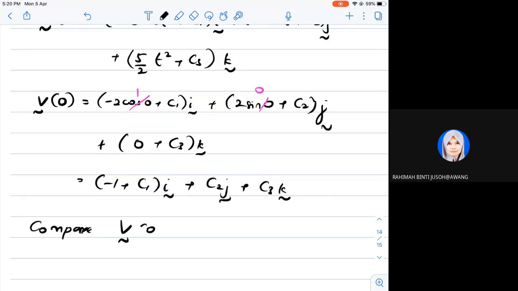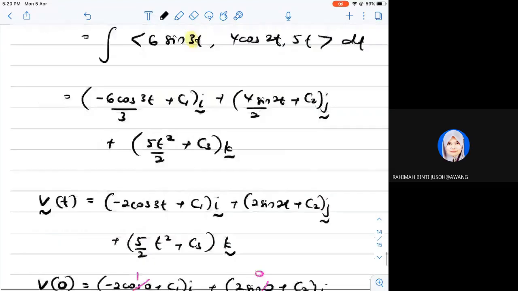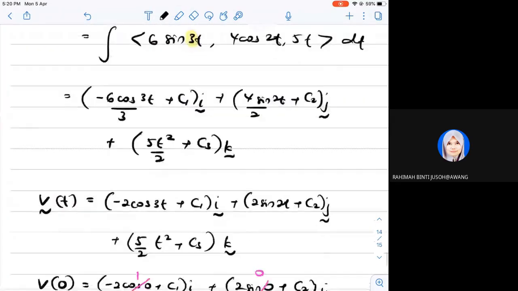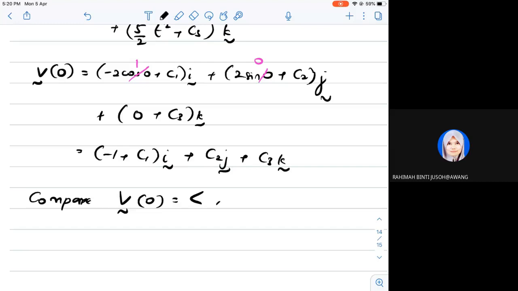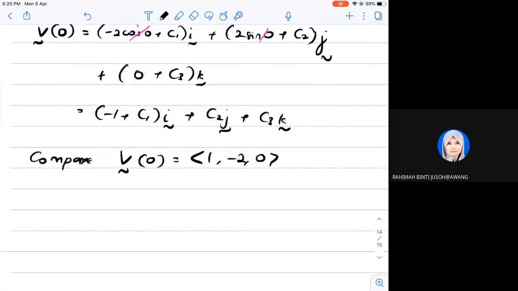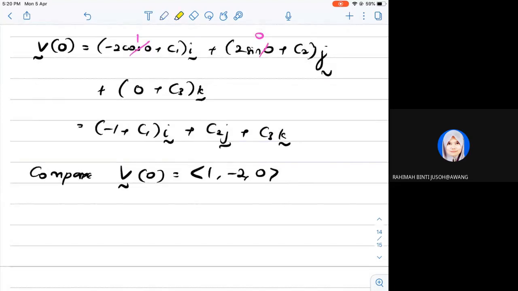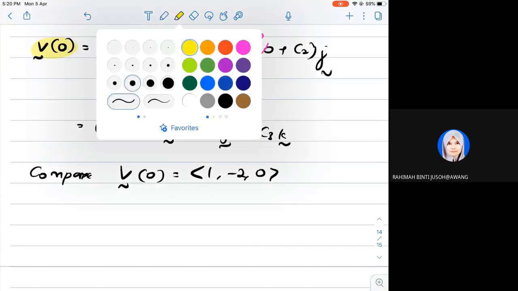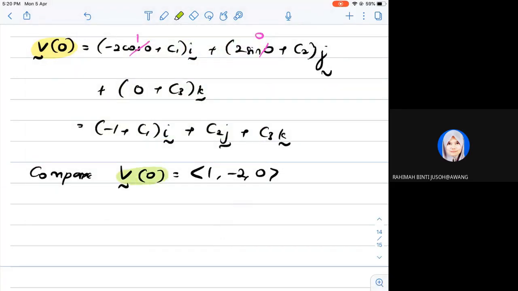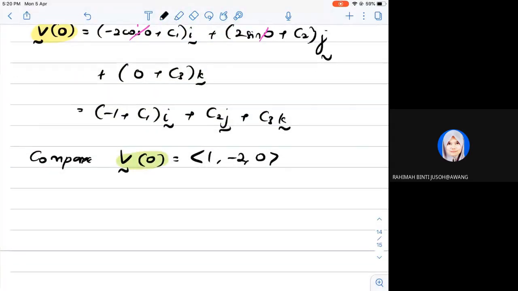Okay, V0 dia bagi 1, negative 2, 0. So you have to compare guys. You kena compare V0 yang kita ada dengan V0 yang dia bagi. So let us compare one by one lah, I, J dengan K.